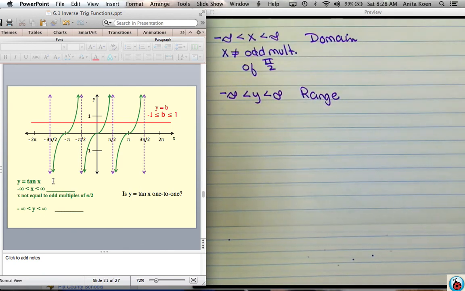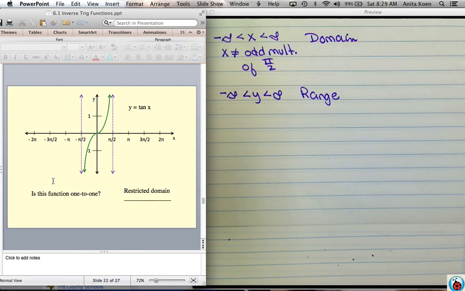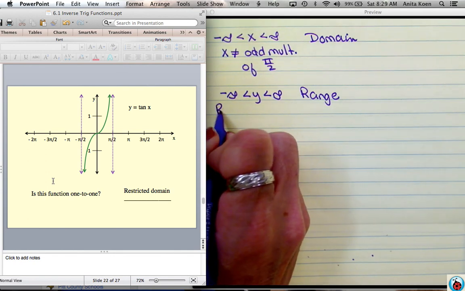Is y equals the tangent of x one to one? Well, hopefully by now you can quickly look at this and say no. The horizontal line test shows me that it is not one to one. So based on what we've watched already, we know we have to restrict the domain. The restricted domain for the tangent function is from negative pi halves to pi halves.